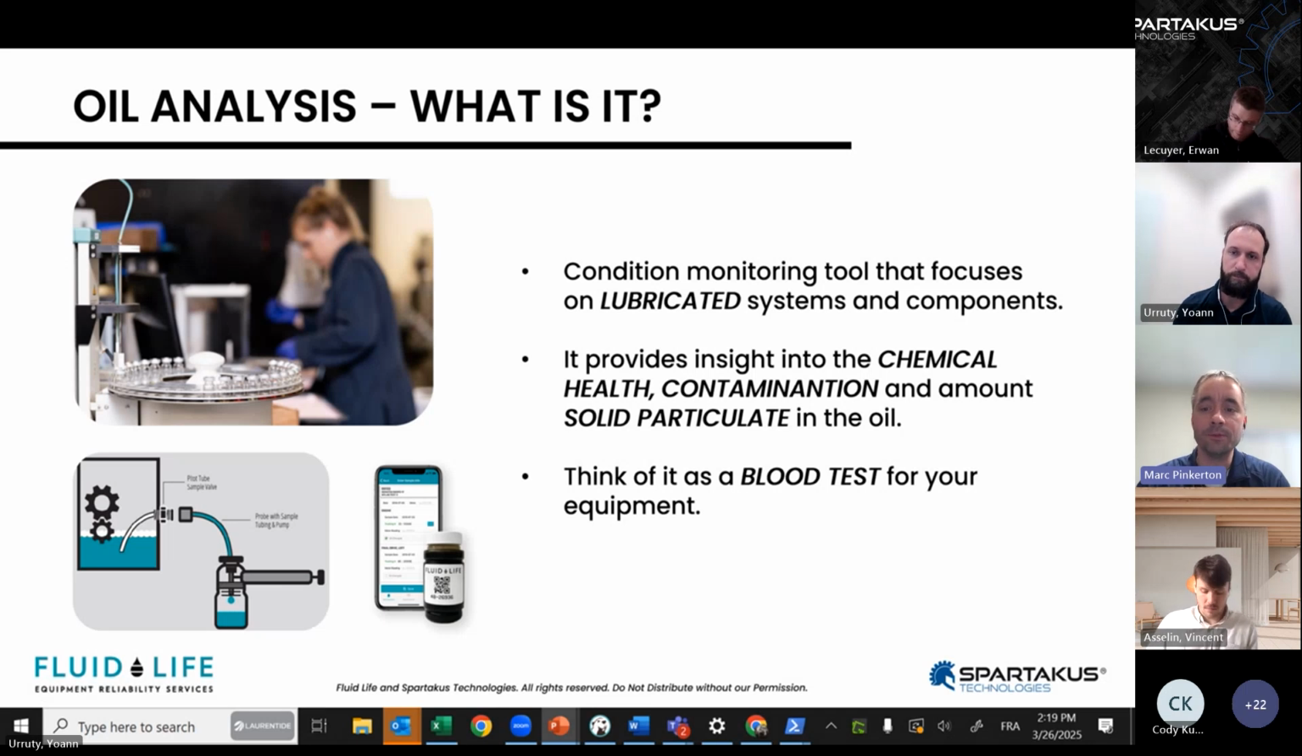Johan dived into it a little bit, but you're going to get some insight with oil analysis on the chemical health of your lubricant, contamination, so the nature of contamination, what it's doing to the oil health, etc.